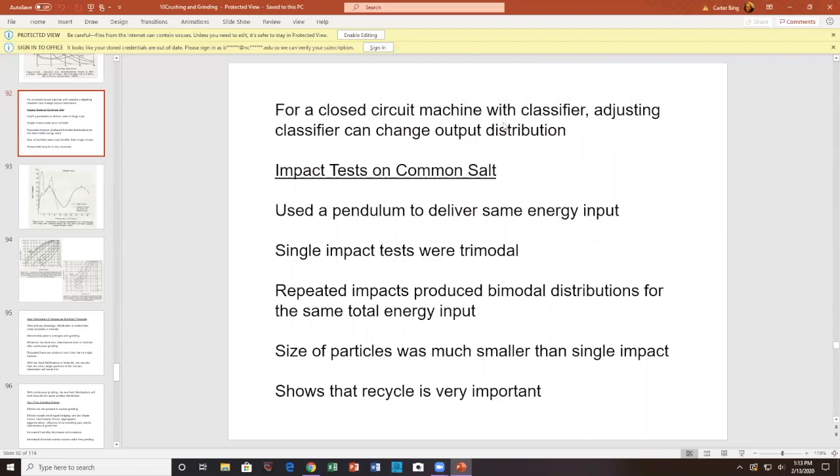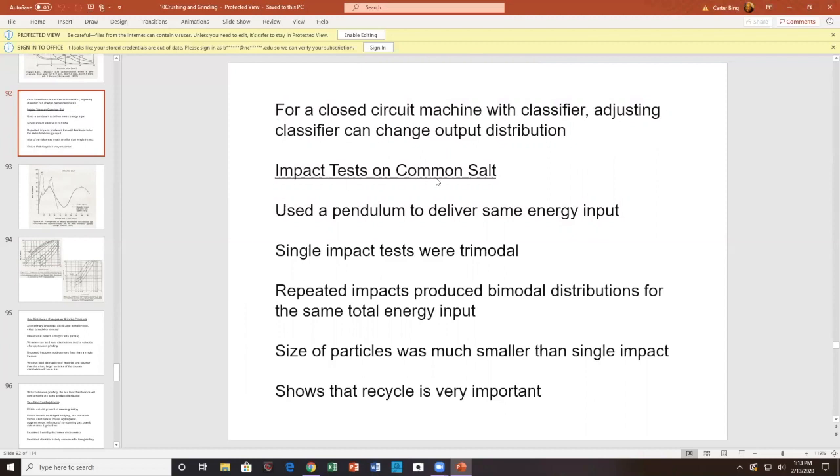Closed circuit machines with classifiers: adjusting the classifier can change the output distribution. Now, a classifier breaks solids down into different classes or different particle sizes. So that's why it's classifying the solids.